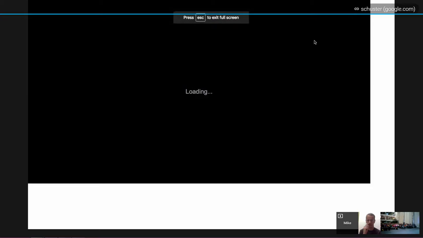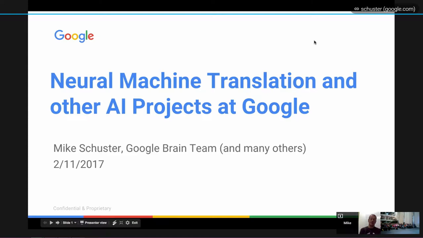Neural machine translation and other AI projects at Google. So I will be talking about the machine translation project that we did at Google, and maybe a little bit about a few other ones. I was the person running the project, and we did a lot of work for it. We programmed almost all of it. Of course, in the end, a lot more people were involved. What this was is that we rewrote Google Translate. It made it much better. And in this talk, I will tell you what actually happened.